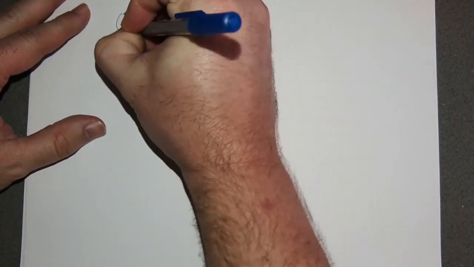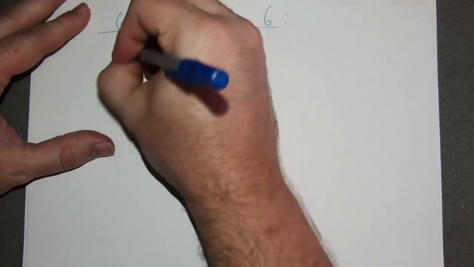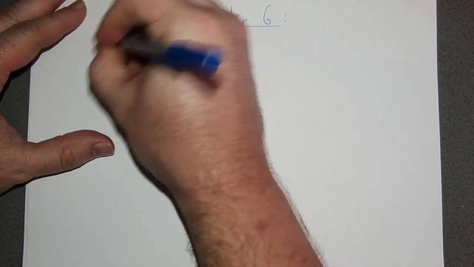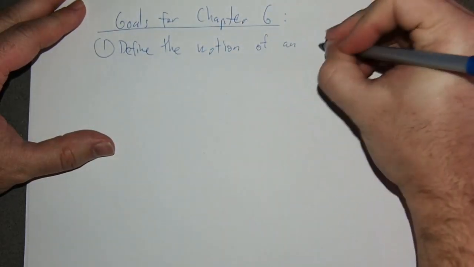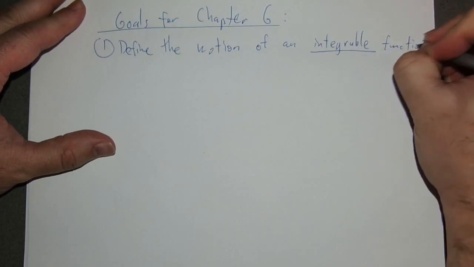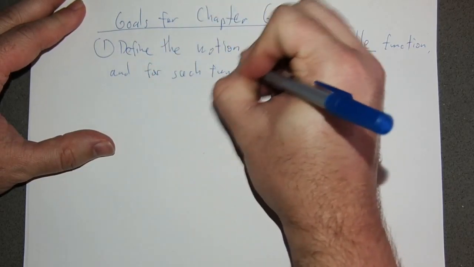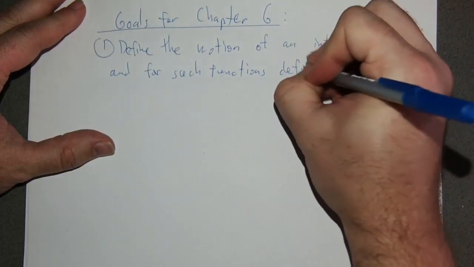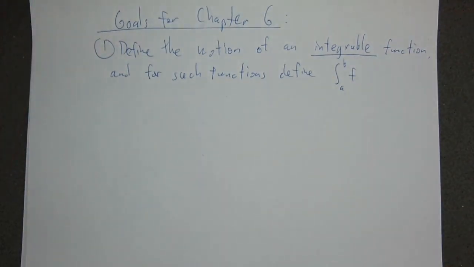So, goal really in this chapter, so I should say goals for chapter 6. It's the following. So, define the notion of an integrable function. And for such functions, define the integral, this thing.